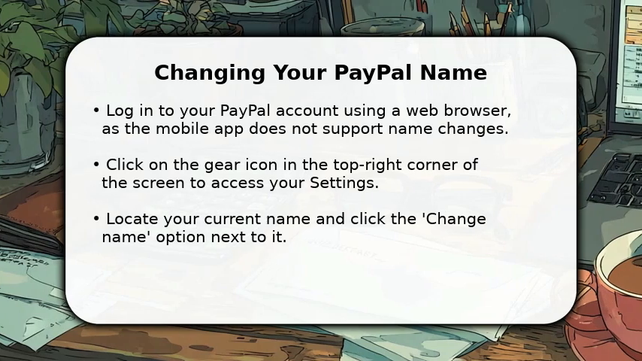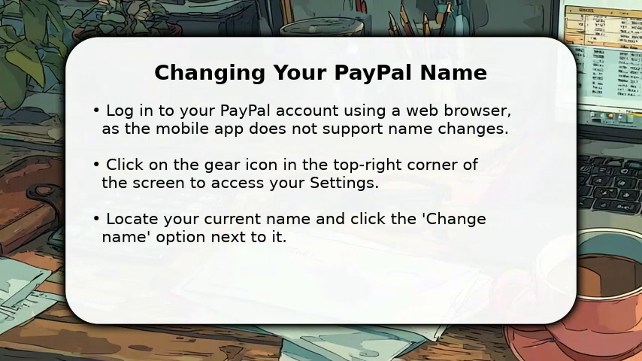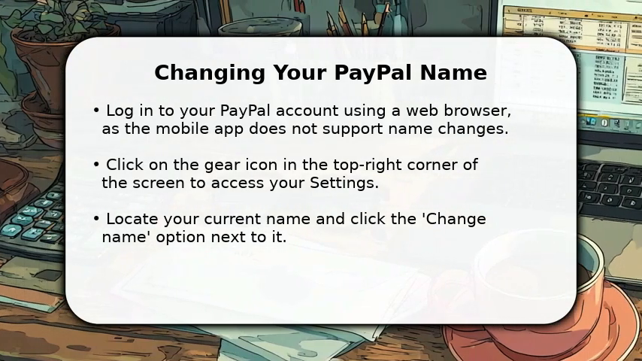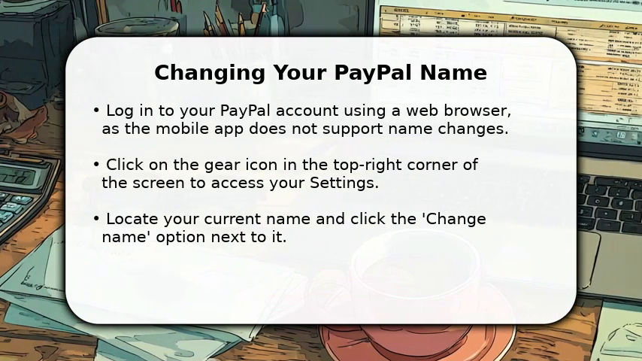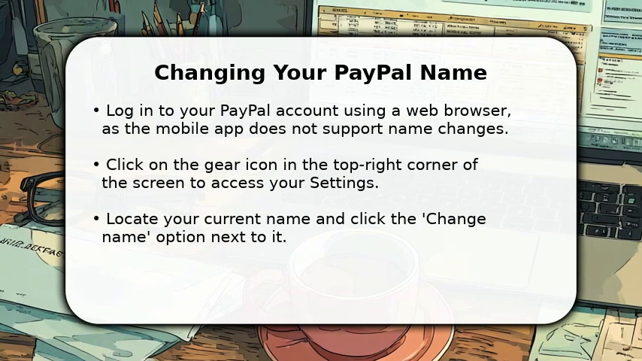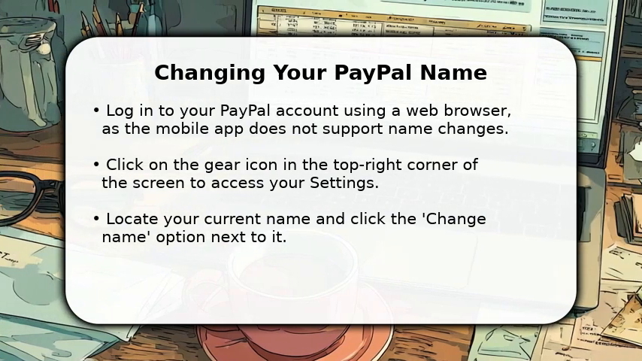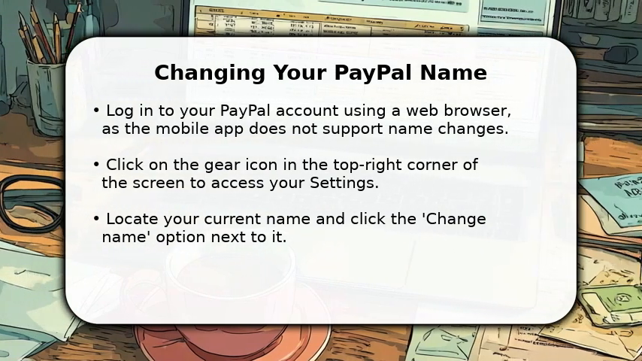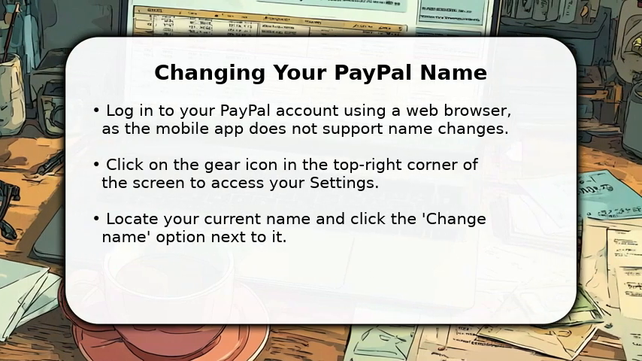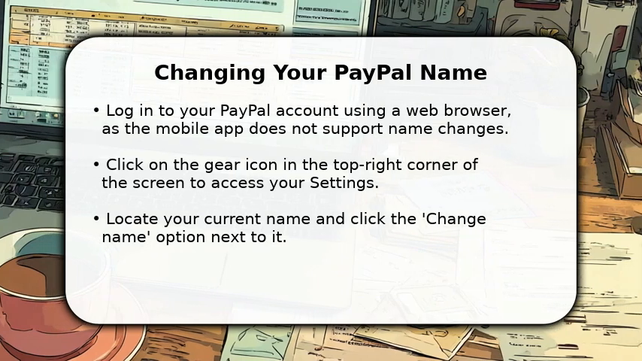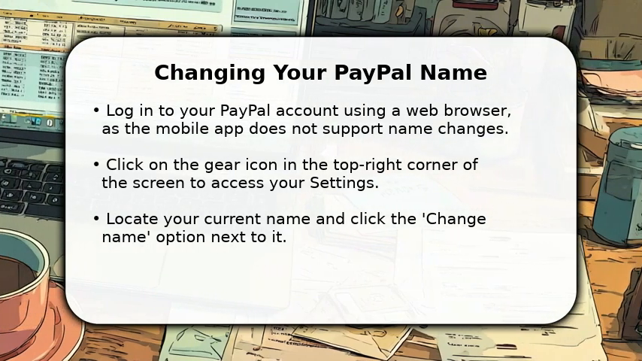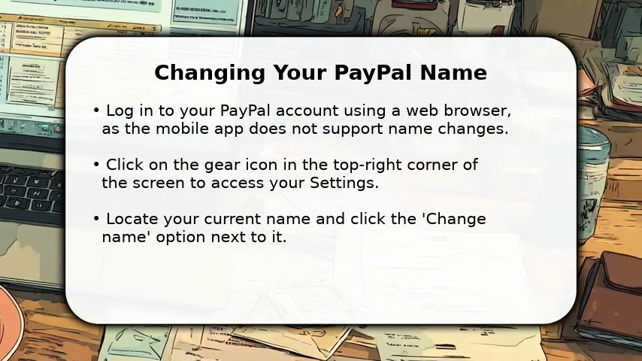In this video, I will explain how to change your PayPal account name. First, you'll need to log into your PayPal account through a web browser, as this feature isn't available on the mobile app. Once logged in, navigate to your settings by clicking the small gear icon usually found in the top right corner. On the settings page, you'll see your current name displayed. Click on the Change Name option right beside it to begin the process.